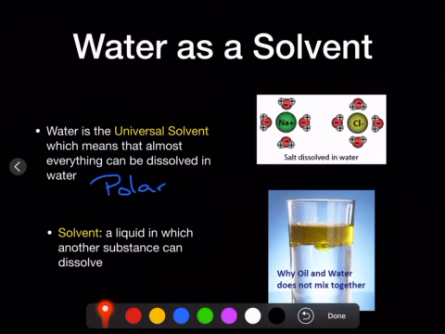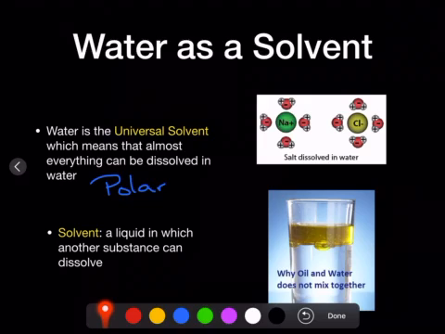The only thing that doesn't is oil. The reason is that oil is a non-polar molecule, meaning it's very stable and doesn't have a charge. So the water is not able to dissolve it, which is why the oil floats to the top. A solvent is a liquid in which another substance can dissolve, and water is one of the best. Because it can dissolve a lot of stuff, it allows a lot of chemicals to be associated, especially in our blood. So that's our video here on water.